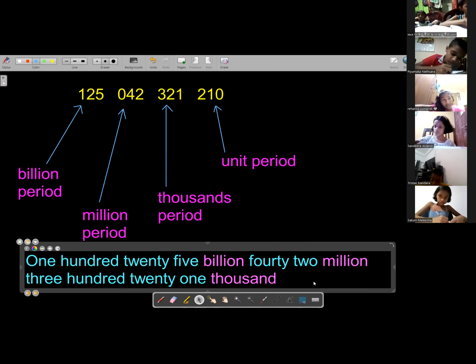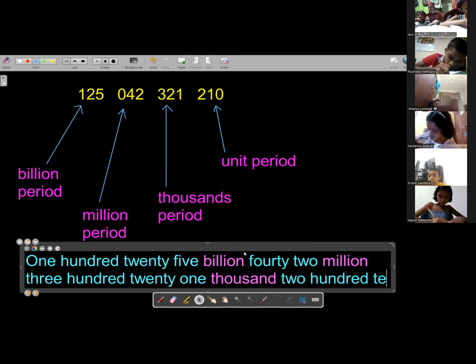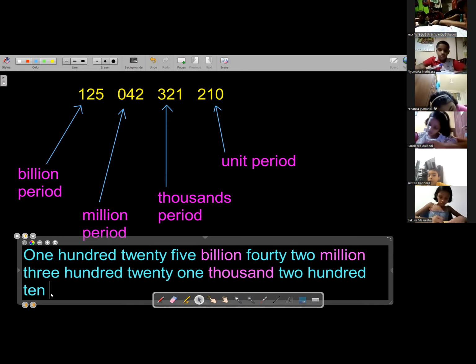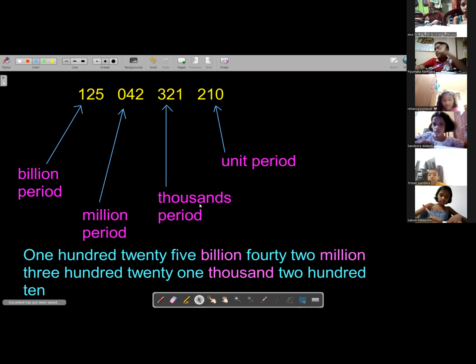Right, if you want, you can write it as 210, that's not a problem. 210, right. Then what is the period? Unit. Do you write the unit period name? No. Don't write the unit period name as unit. Other all periods you have to write the names. But for the unit period you don't write the name. Right? Only you write down the number. 210 only. Okay?